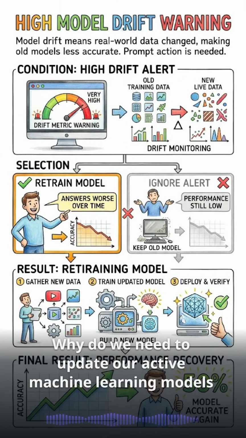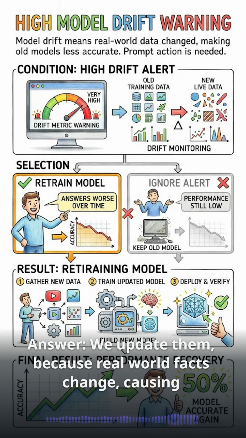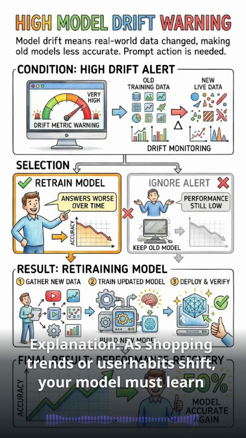17. Why do we need to update our active machine learning models on a regular time schedule? We update them because real-world facts change, causing older models to make wrong future guesses. As shopping trends or user habits shift, your model must learn these new patterns to stay smart.